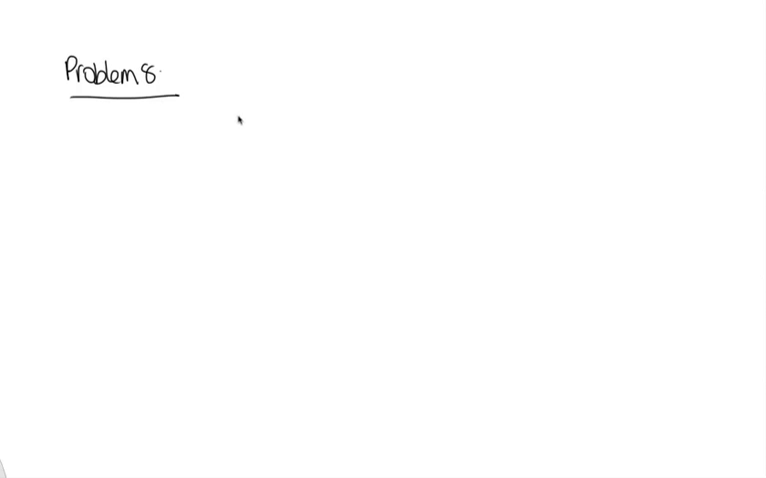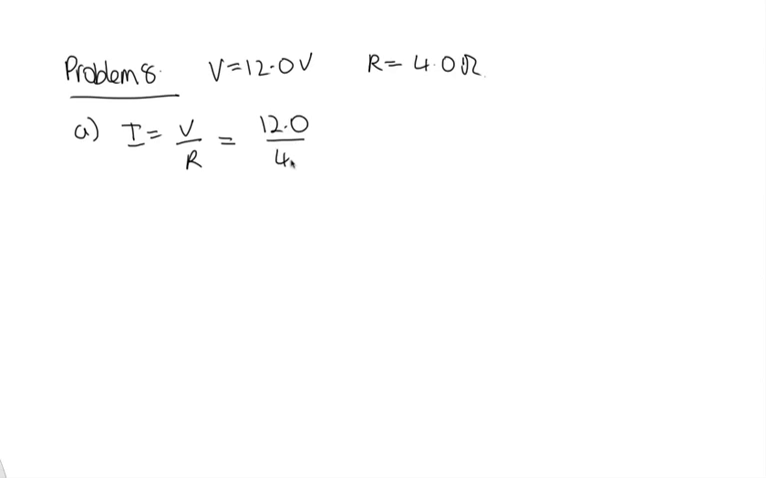We're told that we're given a 12 volt battery in a torch and the resistance is equal to 4 ohms. So V is equal to 12 volts and the resistance is equal to 4.0 ohms. And in part A, we're asked what current flows through the globe in the torch. So we can just use I is equal to V over R from Ohm's law. And so we've got 12 divided by 4. And solving this, we get 3 amps.